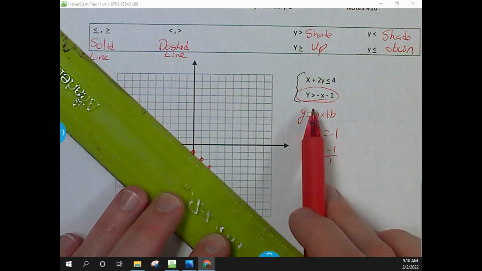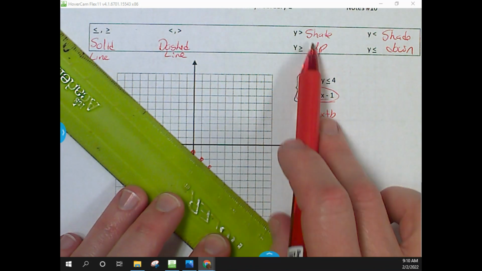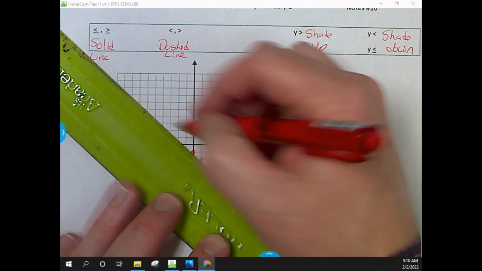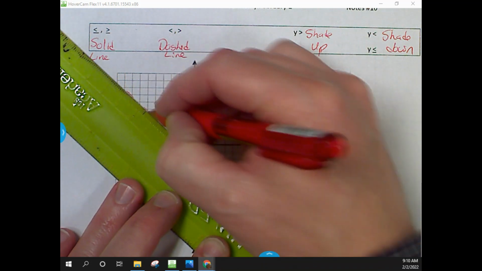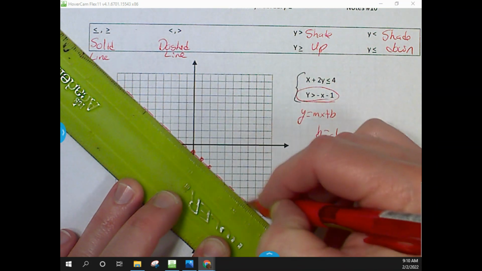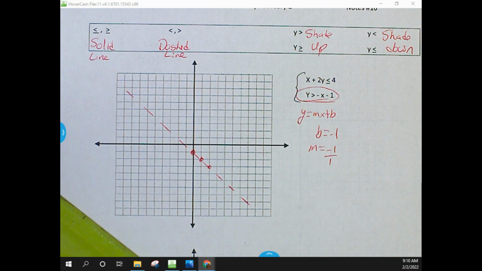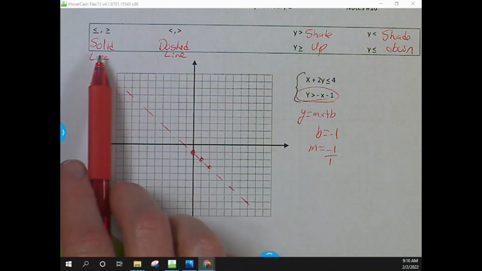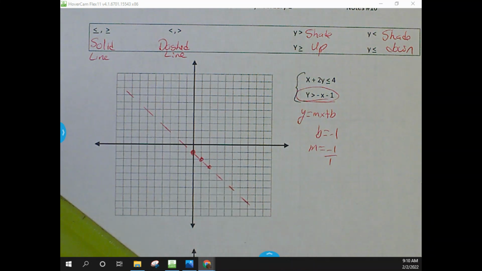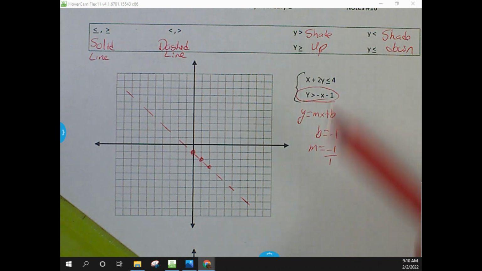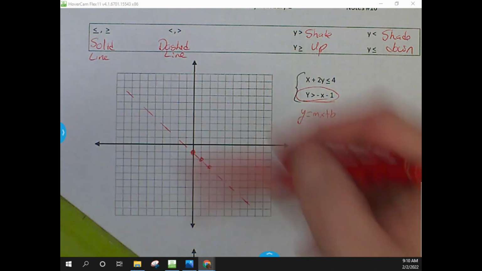All right, the other thing is, it's y greater, so we're going to shade up. And because it's greater, that means it's also going to be a dashed line. So when we draw this line, it's going to be a dashed line. We always do this first. You figure out if it's solid or dashed, so we'll draw that line first. After you've got the line drawn, then use the y greater, this part, to figure out whether we're going to shade up or down. For this one, it's y greater, so we're going to shade on the upside.